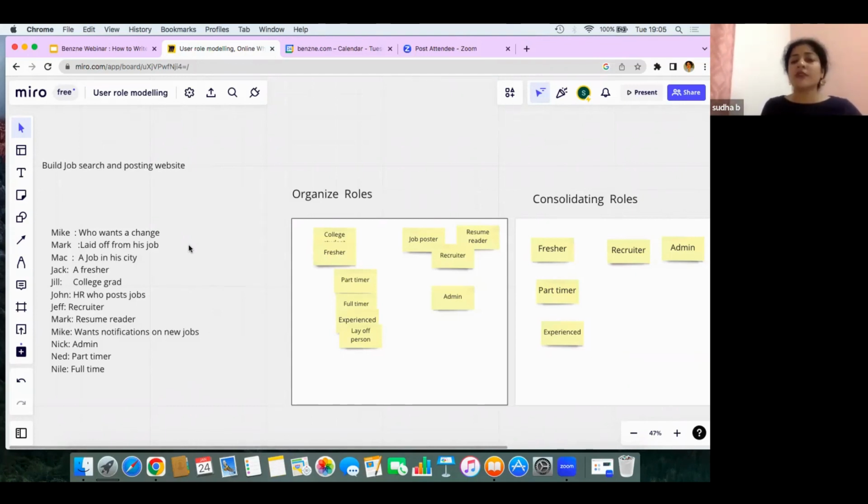So Mike, who wants to change a job, is looking for a job. Somebody who's laid off from a job will be looking for a job. Somebody who's already in a job but wants a job in his hometown and his city is another kind of user who's going to look for a job. Somebody who's a fresher, need not be a college graduate but fresh at work, probably a 28-year-old who was running a business and now wants to get into a corporate job, would also look for jobs. Then you have college graduates.